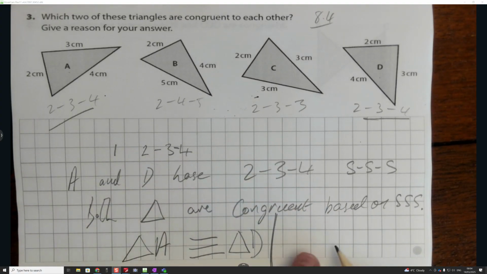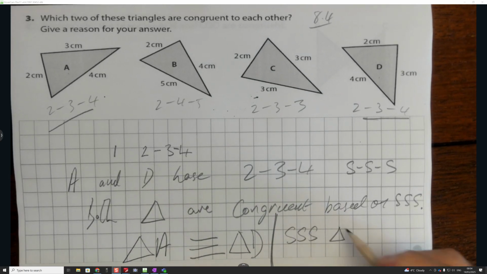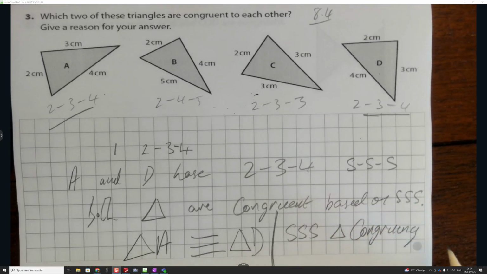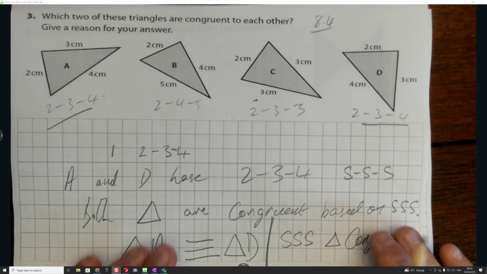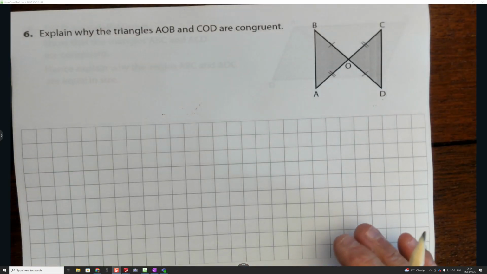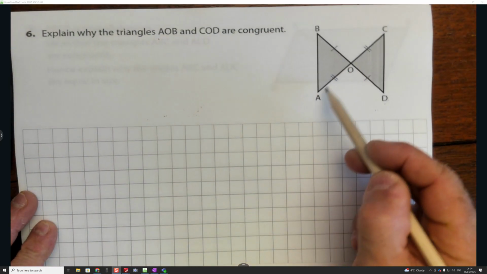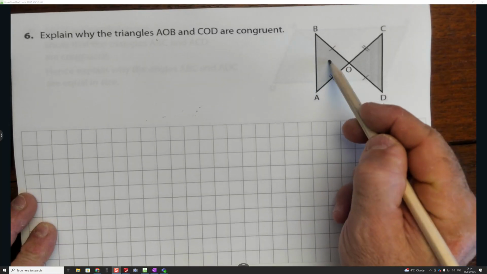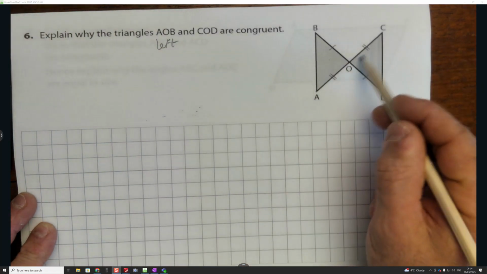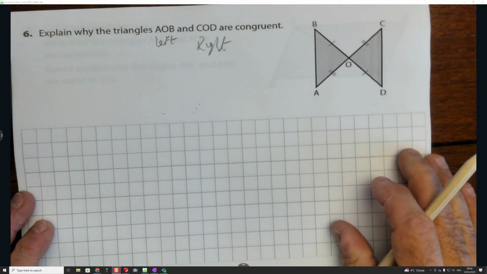And then so your justification is side triangular congruency. Okay, and that's question 3 done. On to question 6. Explain why triangles AOB, the one on the left, and COD, the one on the right, are congruent.